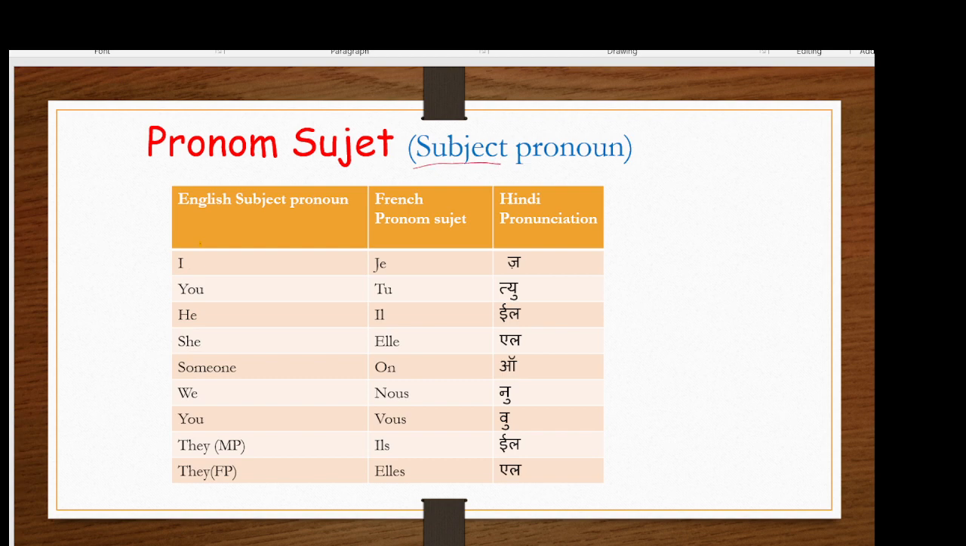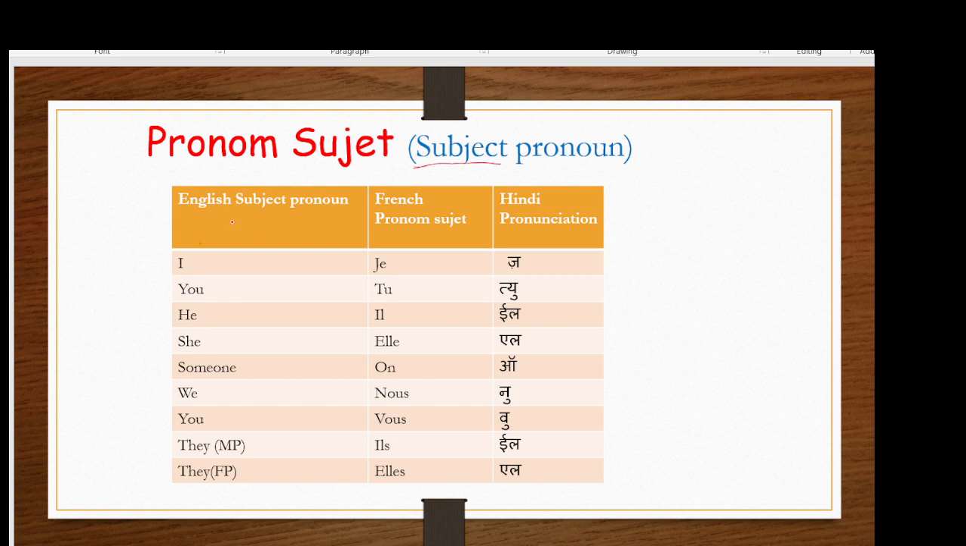For example, Soham is playing. Here Soham is the subject, meaning Soham is doing the action. That's why it is called subject. Now, whatever we use instead of a noun is called a pronoun. It is called pronom sujet.